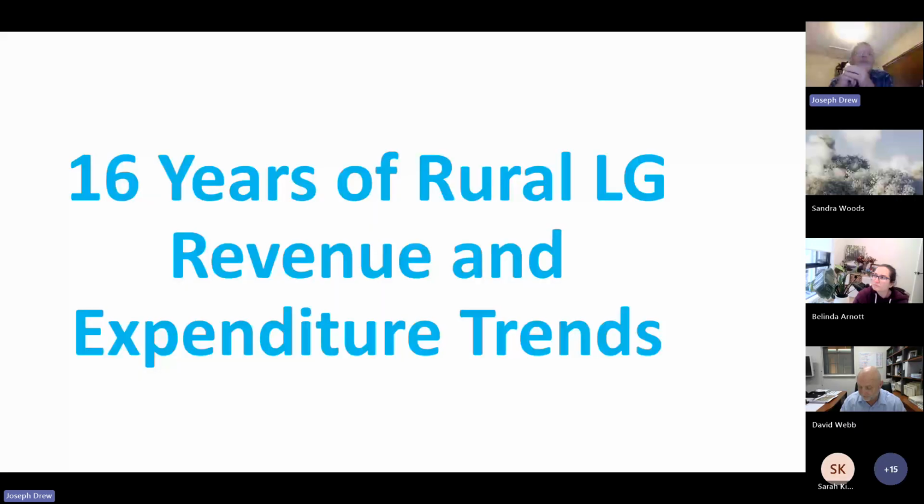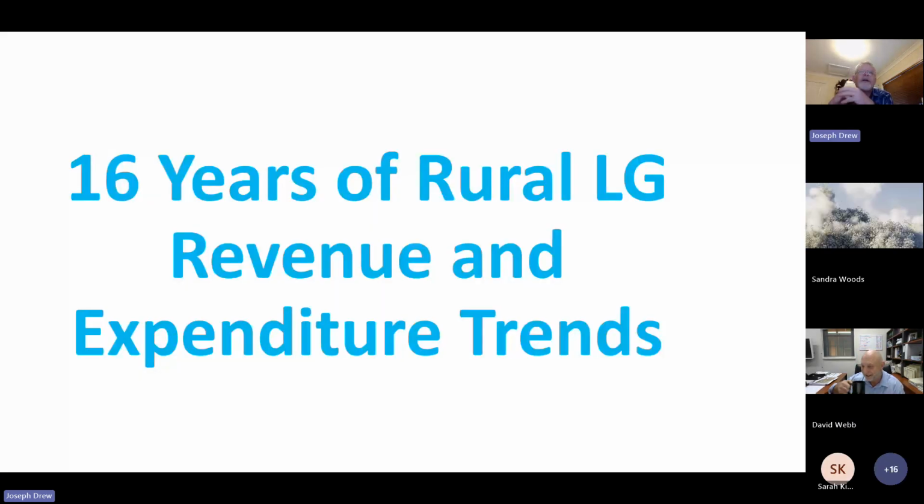You're in good company. Most of the country doesn't. It's over near Tamworth, about 30 k's out of Tamworth. And I'm representing the Centre for Rural Local Government today. We're going to look at 16 years of rural local government revenue and expenditure trends. And I think you'll be quite surprised at what's been happening.